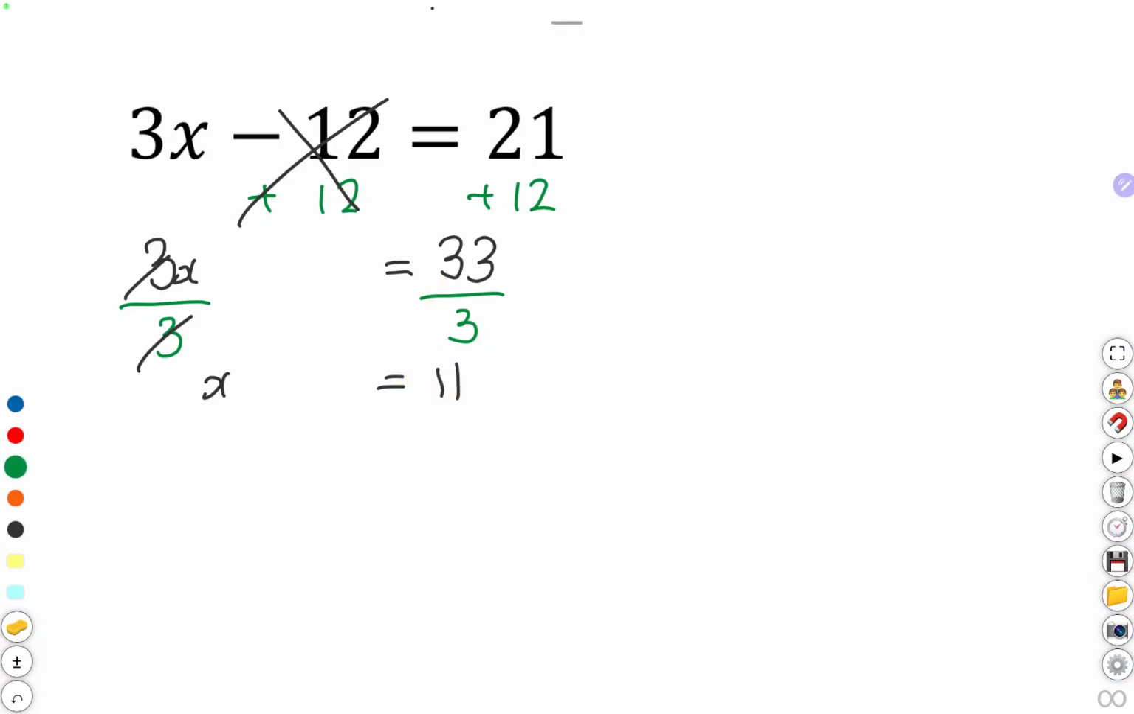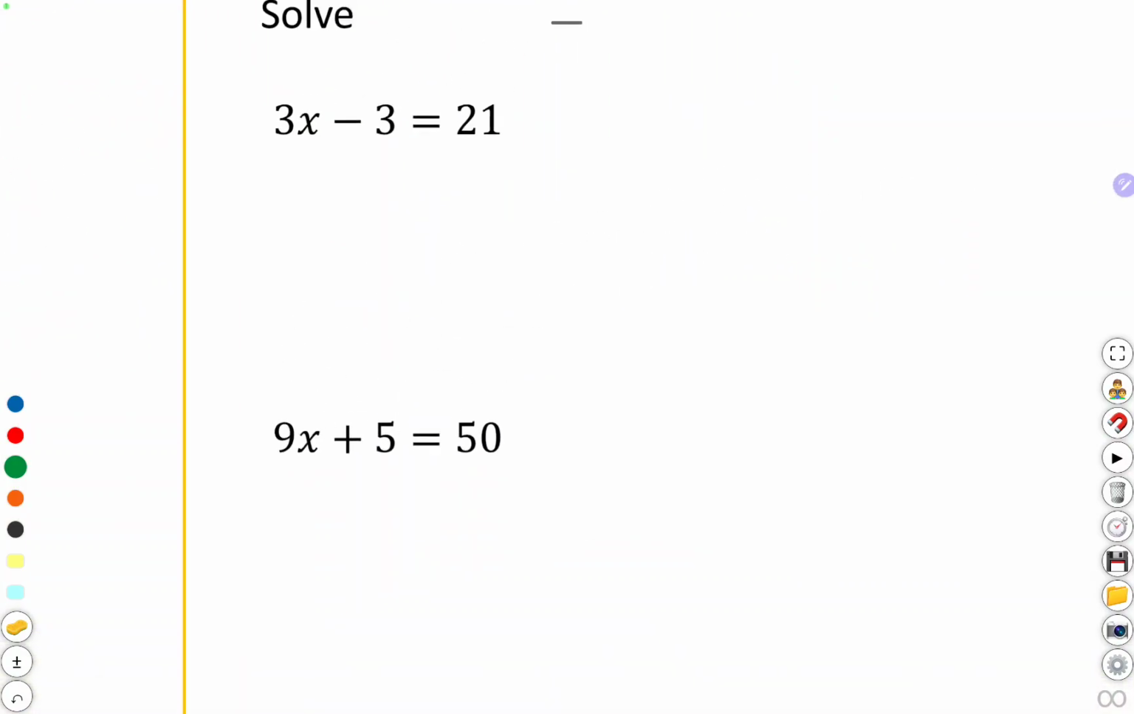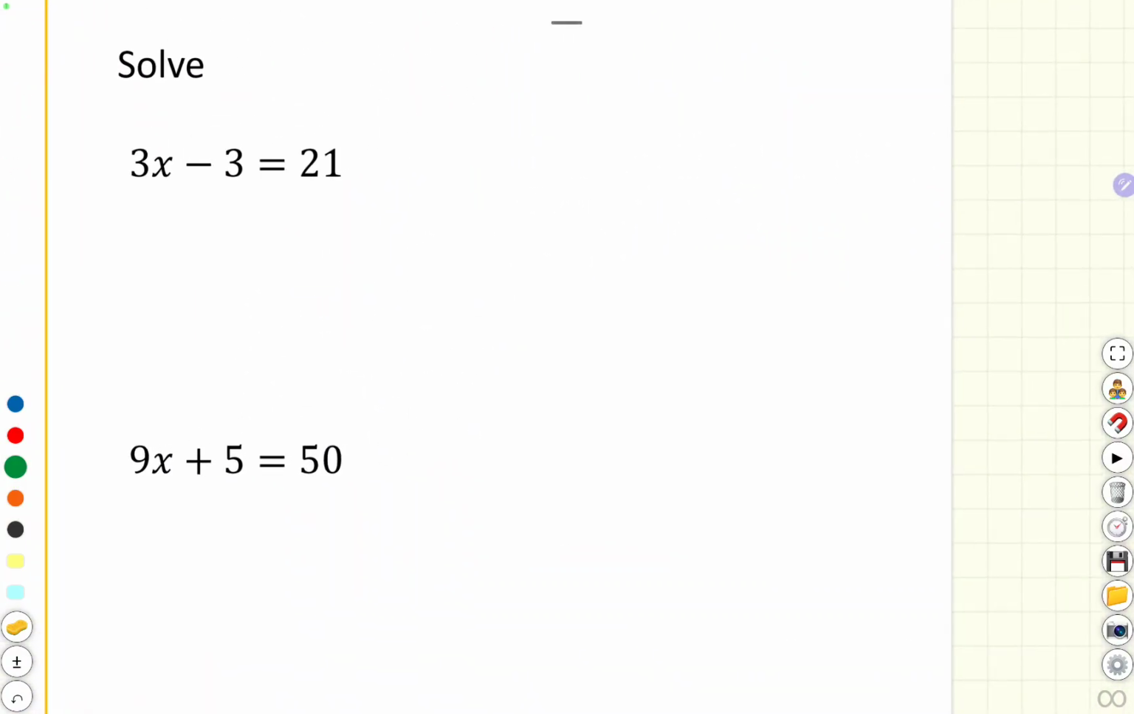Let me just check my working. 3 times by 11 take away 12 is the same as 33 take away 12. 33 take away 12 does actually equal 21, so I know that I'm correct. Here are a couple for you to have a go at, so pause the video and have a go at these 2.